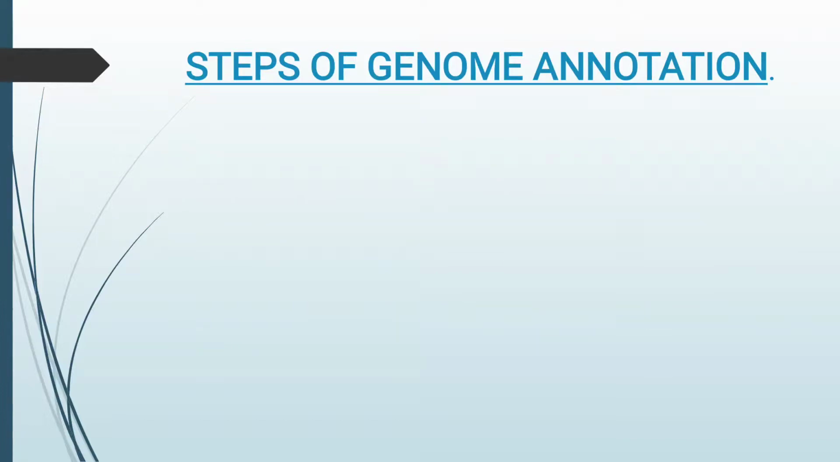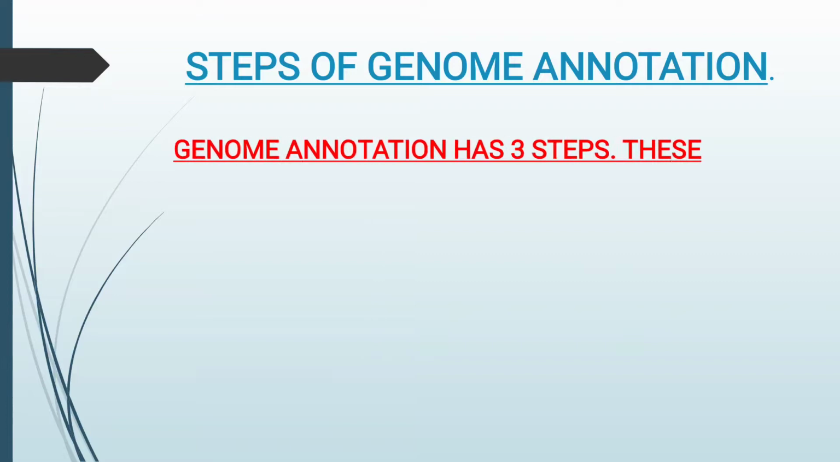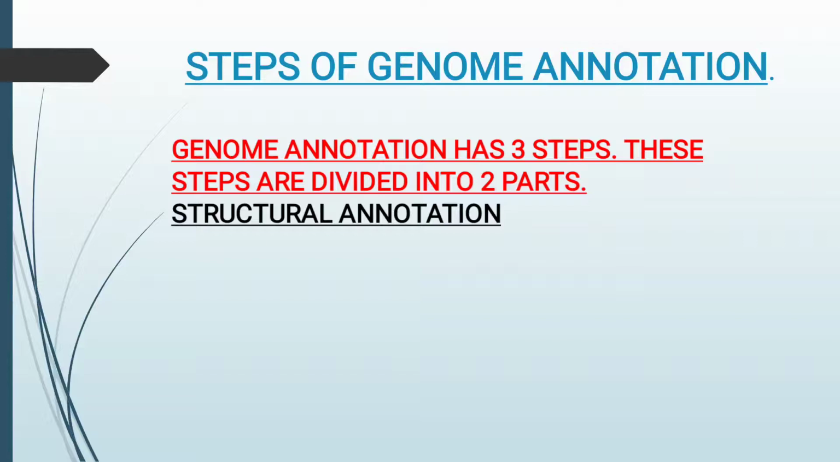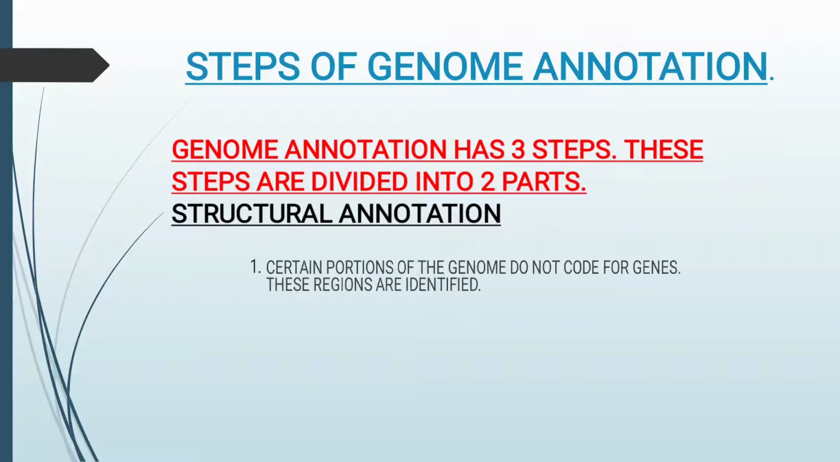Next slide, types of steps of genome annotation. Basically, we have studied briefly the genome annotation steps in the flowchart also before. Now, to be precise, in detail, genome annotation has 3 steps, and these 3 steps are divided into 2 parts. So as I discussed before, one part is the structural annotation and the second one is the functional annotation.